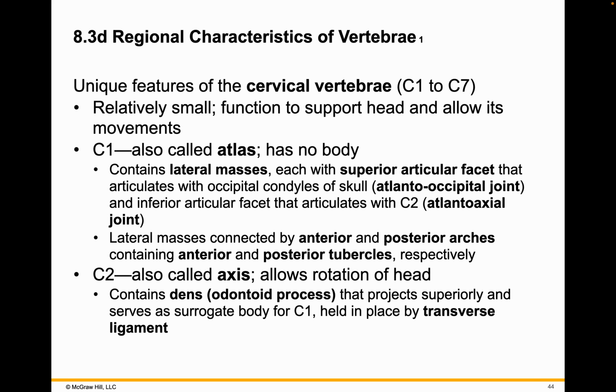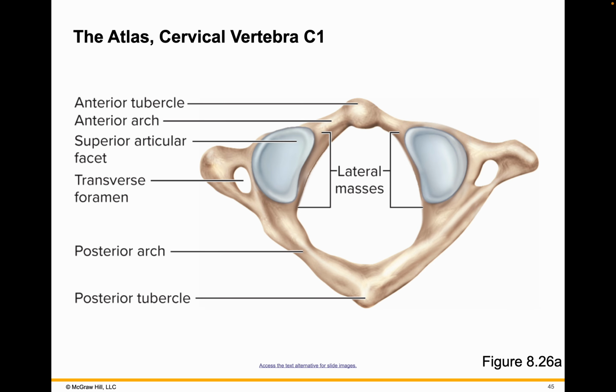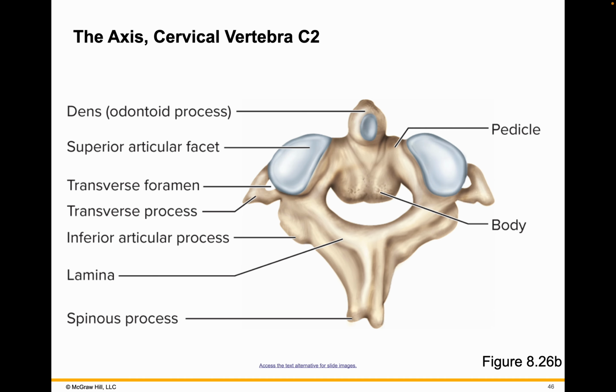The second vertebrae is called C2, or the axis very commonly, and it allows a rotation of the head. It has a dens, or odontoid process, that projects superiorly and serves as a surrogate body for C1. It's held in place with a transverse ligament. So here is C1. Note there's no body. And here is C2, which has the dens that acts as the body for C1.